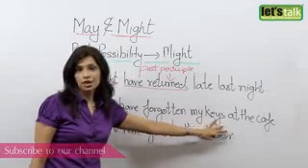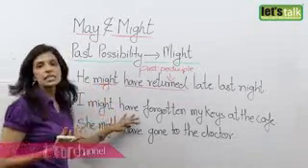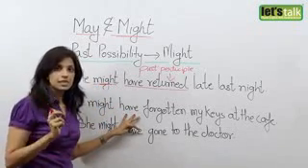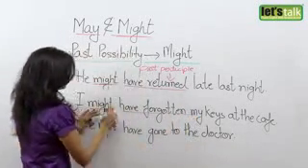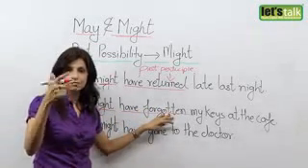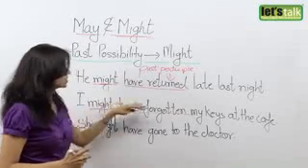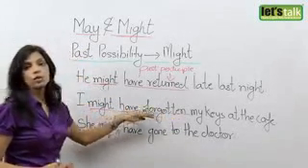In my next example, I might have forgotten my keys at a cafe. Now I've left the cafe, I've reached office, and I can't find my keys. I'm not sure, but yes, I might have forgotten my keys at the cafe. So again, might have with the verb in the past participle, that's forget, forgot, forgotten. So use the third form of the verb or the past participle along with might have when you talk about a past possibility.